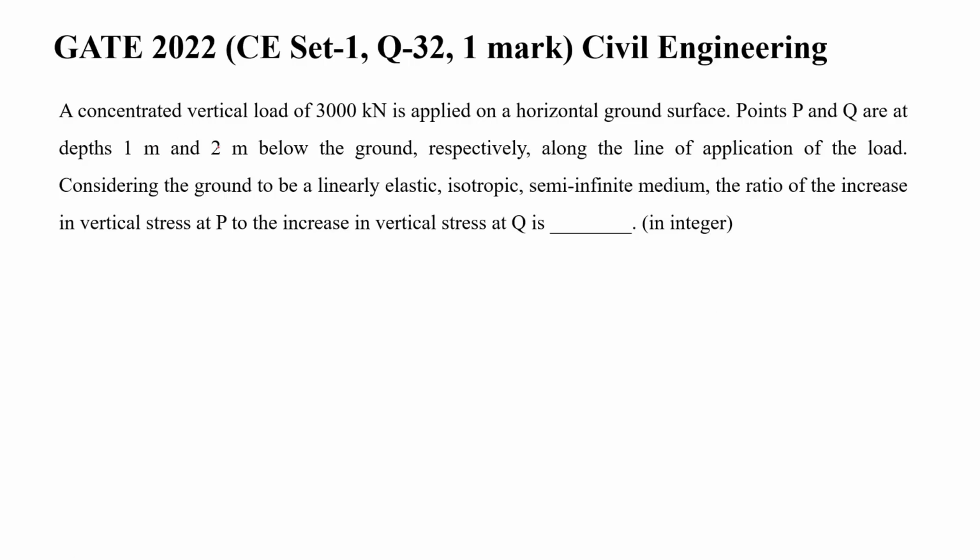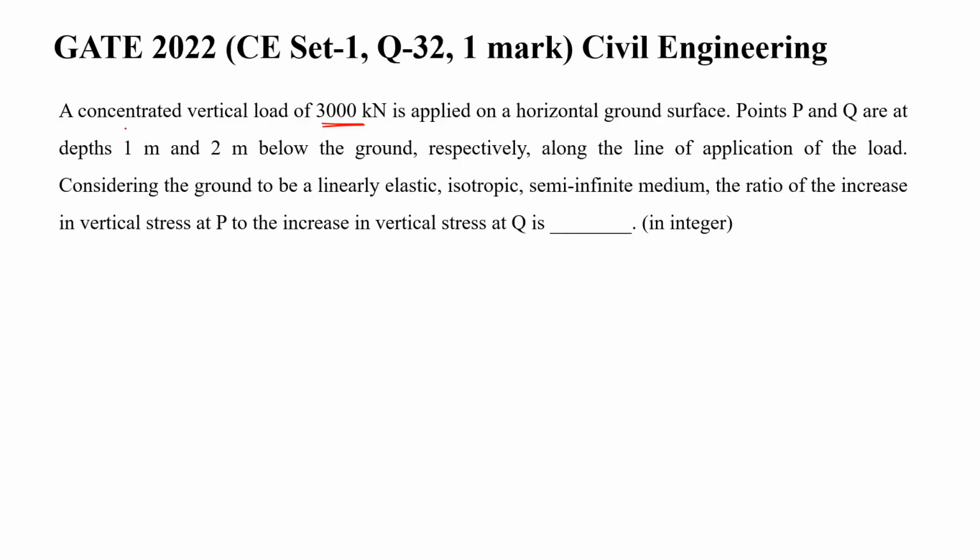A concentrated vertical load of 3000 kilonewton is applied on a horizontal ground surface. Points P and Q are at depths 1 meter and 2 meter below the ground respectively along the line of application of the load. Considering ground to be a linear elastic isotropic semi-infinite medium, the ratio of the increase in vertical stress at P to the increase in vertical stress at Q is what?